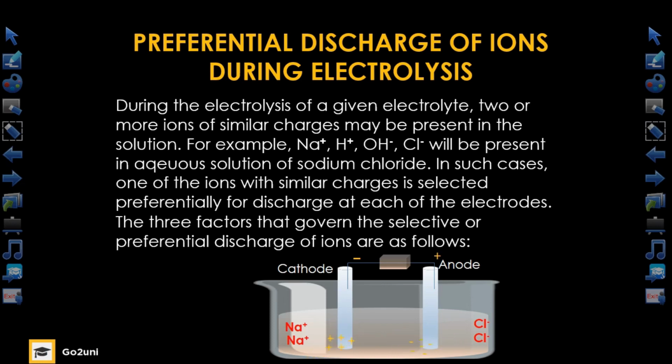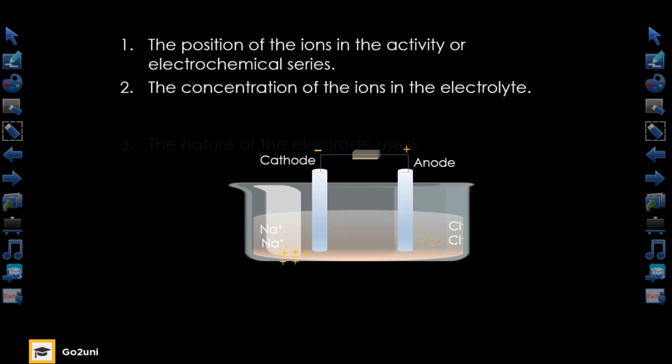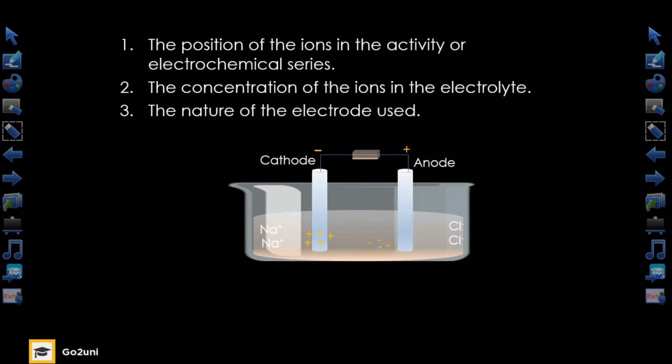So what are these criteria or conditions that are considered before an ion is preferentially discharged as against the other? One of these conditions is the position of the ions in the electrochemical series, the concentration of the ion, and of course the type of electrode that is being used. There are electrodes that facilitate, or rather encourage, the discharge of a particular ion instead of another ion that should ordinarily be discharged. So if we use such an electrode that favors the discharge of ion B instead of ion A, then the electrode will encourage the discharge of ion B.